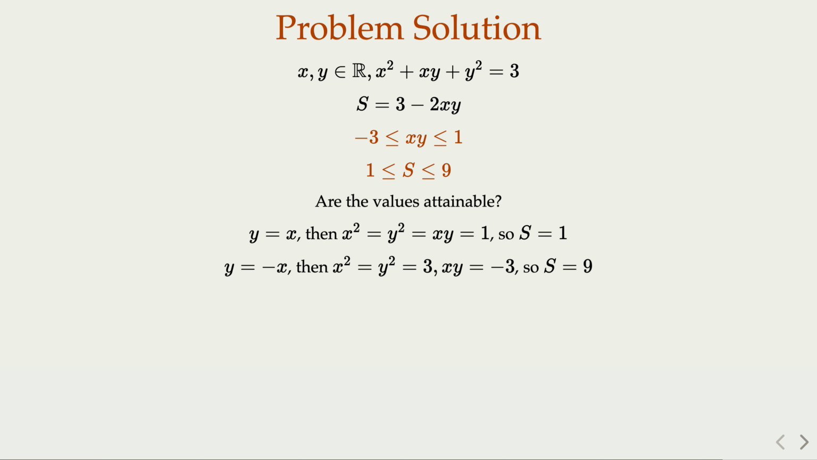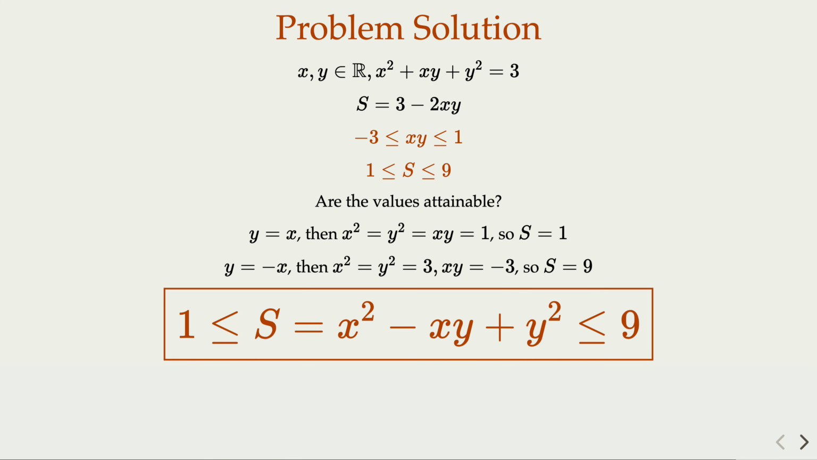Okay, so here is the final answer. The minimum value is 1, achieved when y equals x. The maximum value is 9, achieved when y equals negative x.